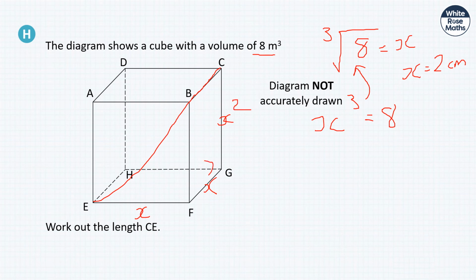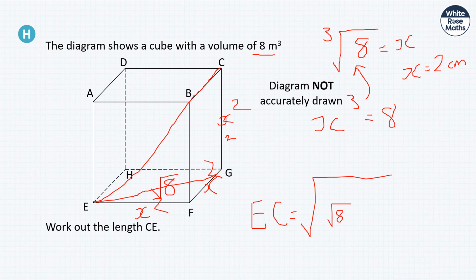So it's 2 there, it's 2 there, and it's 2 there. Okay, so to work out EC, I've got to work out what EG is first, and then I've got to use this other triangle. So that'll be 2 squared plus 2 squared, so that'll be the square root of 8. Okay, so EC will be the square root of root 8 squared plus 2 squared. So that'll be the square root of 8 plus 4, which is 12, so it's root 12.